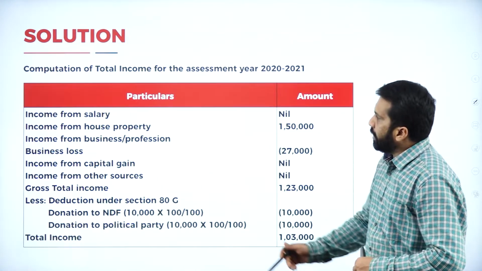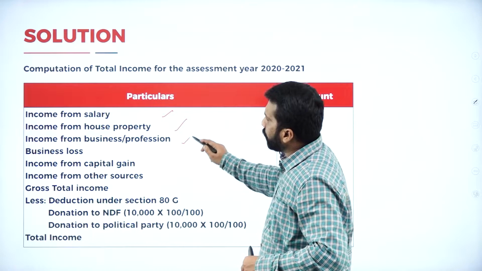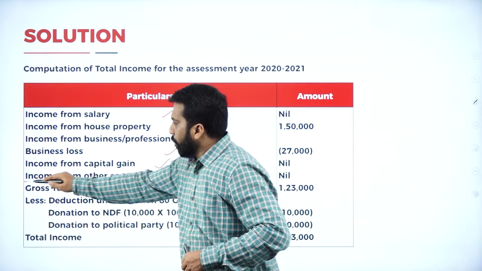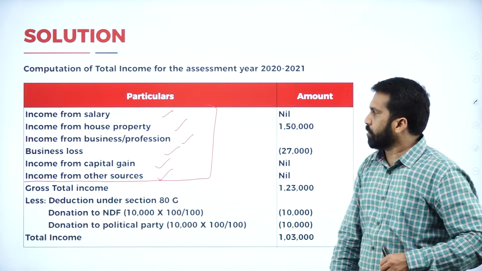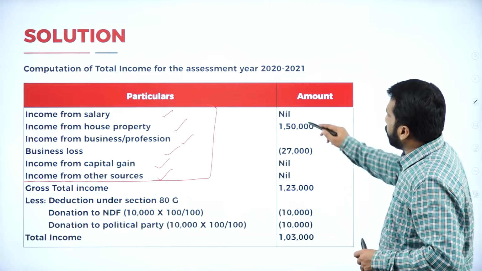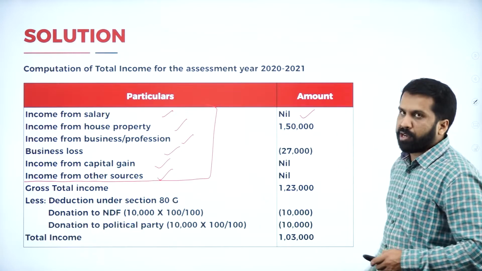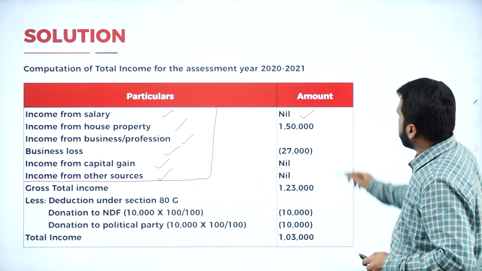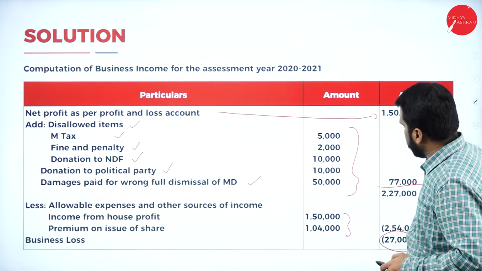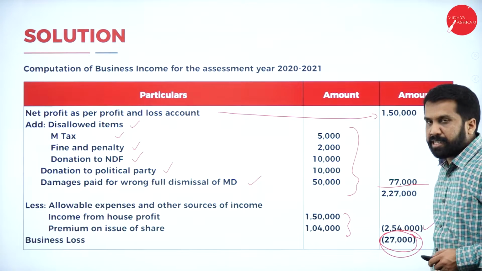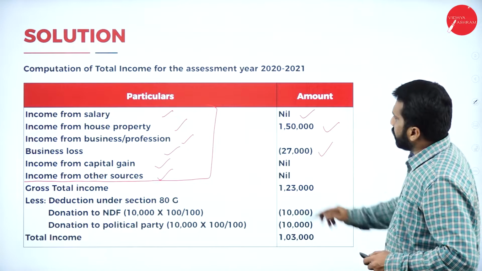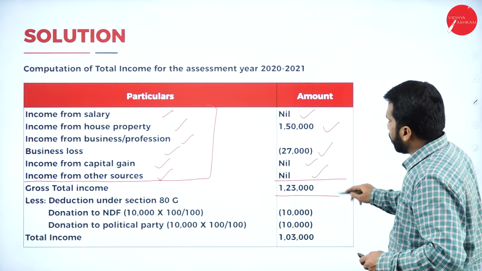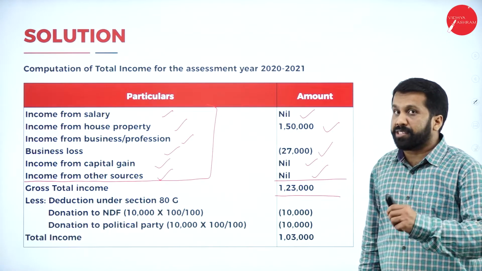Now, once you are done with the 27,000, what is next? The next is income from salary, house property, profession or business, income from capital gain, income from other source. All the 5 heads you are supposed to write. In this, income from salary, nil. House property is how much? I'll show you. House property is 1,50,000. Income from business or profession, just you calculated 27,000, loss. Capital gain is nil. Other sources nil. Add everything. You got 1,23,000. Do you have any donations or any deduction?